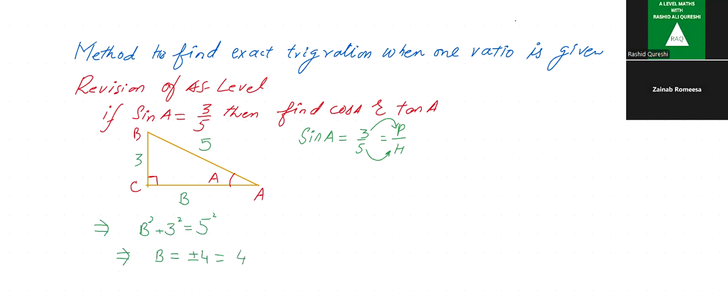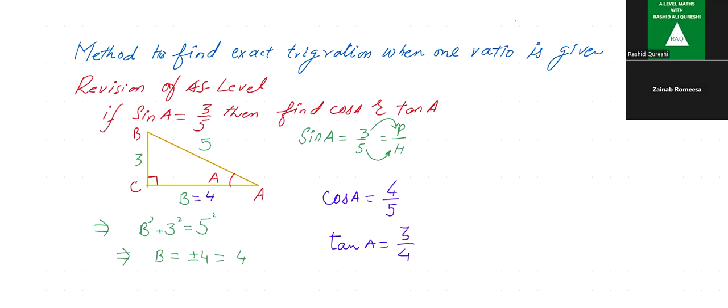Now I will find the value of, suppose, the cos of A. This implies cos of A means base upon hypotenuse, and in this case the base is 4. So I can write that the exact value of cos of A is 4 upon 5. Similarly, the value of tan of A is equal to perpendicular upon base. In this case, the perpendicular is 3 and the base is 4. So these are called exact values of these trigonometric ratios.